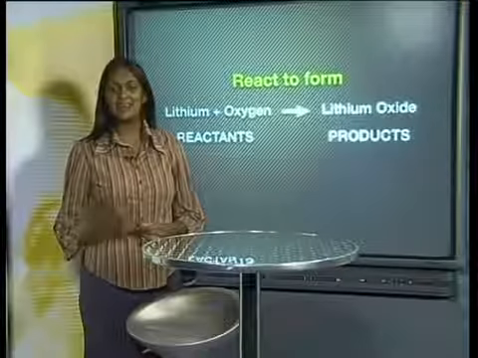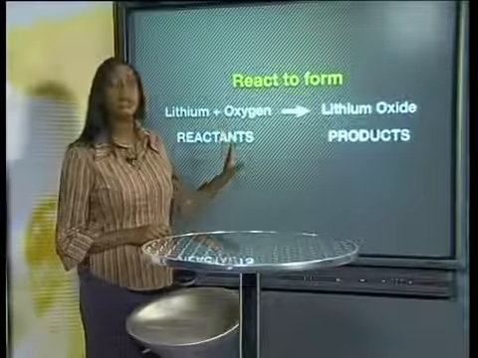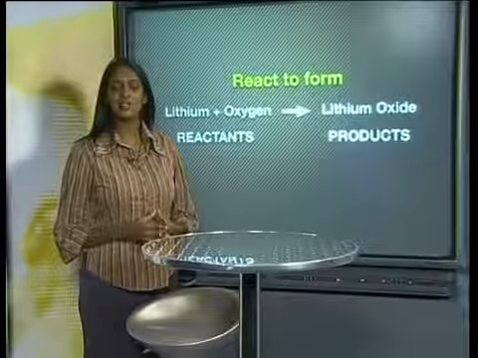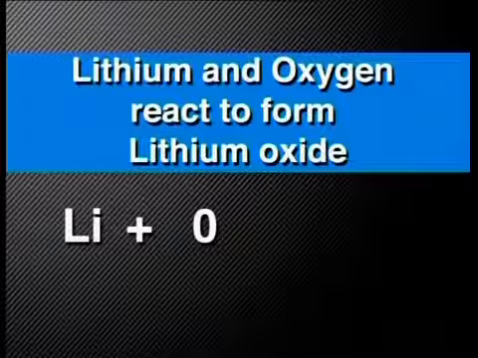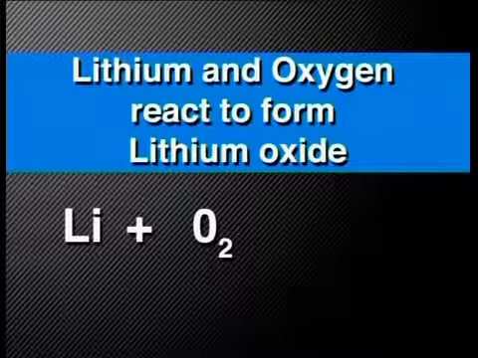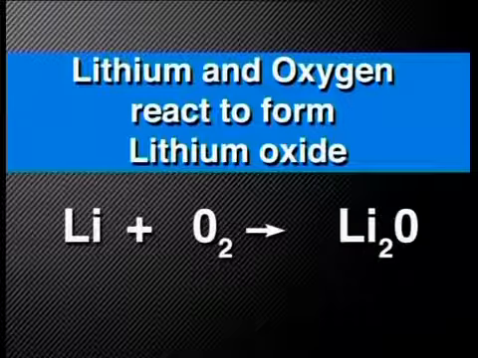The next step is to translate the word equation into a chemical equation. We can replace the word lithium with the symbol Li. The symbol for oxygen is O. But remember, oxygen is a diatomic molecule, so we write O2, not O. We already know the formula for lithium oxide, so the chemical equation is Li plus O2 reacts to form Li2O.